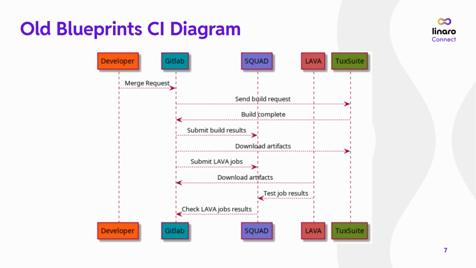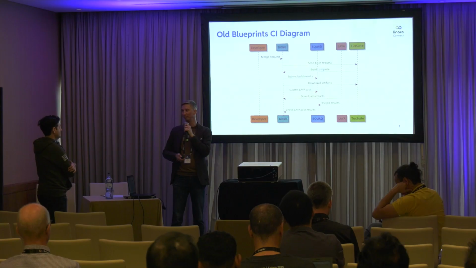And then once we have the results, we would download them into GitLab and upload part of the results into Linaro SQUAD. Then we would use the SQUAD service to trigger Lava jobs for testing purposes. And in the end, the results come back into the merge request that the developer triggered. Pass or fail.